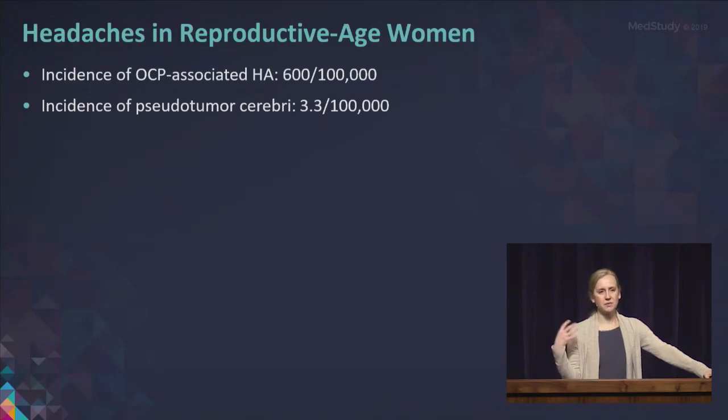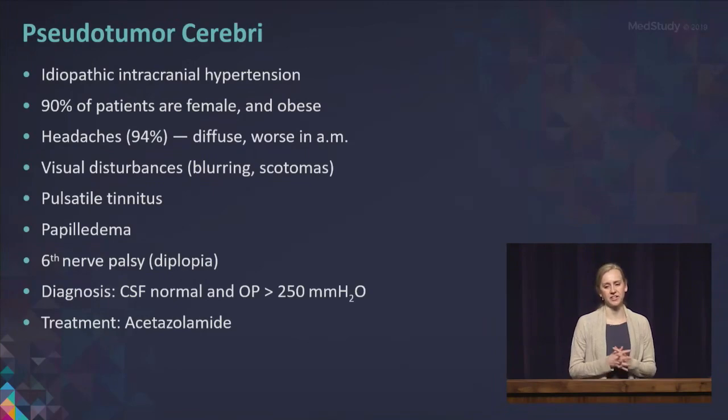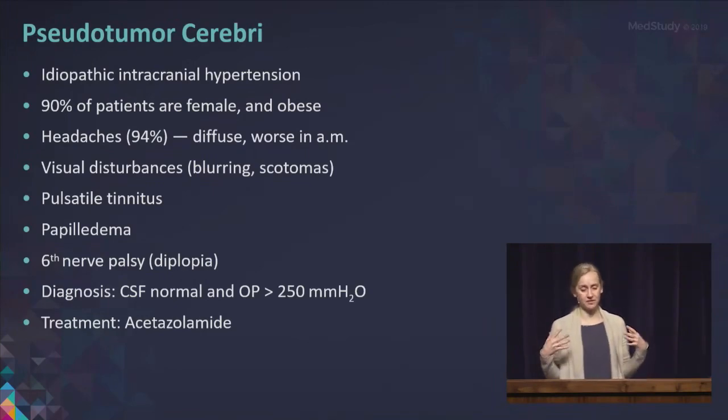Just remember that even though we talk about pseudotumor cerebri all the time, it's actually very rare. 3.3 out of 100,000 women compared to OCP-associated headache, 600 out of 100,000. So OCPs do have side effects: headaches, hypertension, all of that sort of thing, besides just acne sometimes and weight gain. So pseudotumor cerebri is idiopathic intracranial hypertension, but there is actual elevated pressure in the brain. 90% of the patients are women and they are obese.